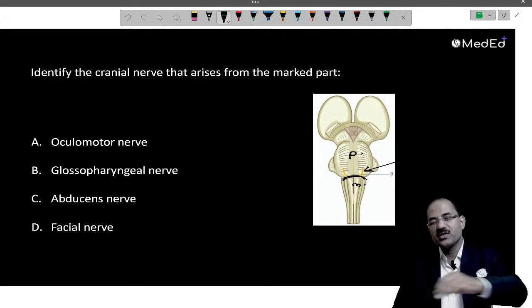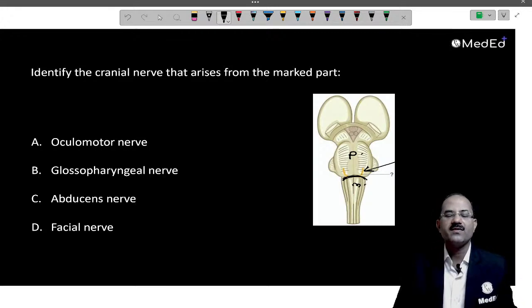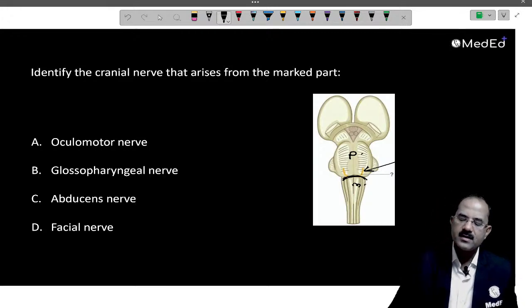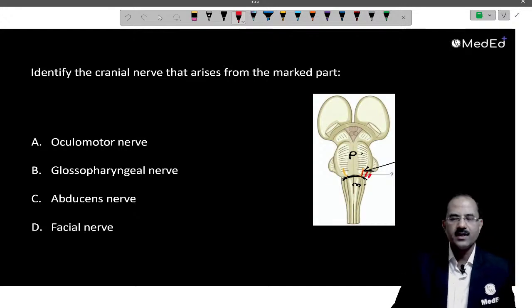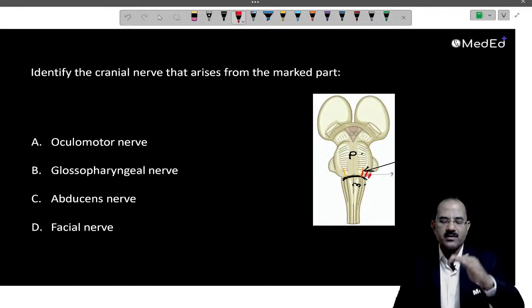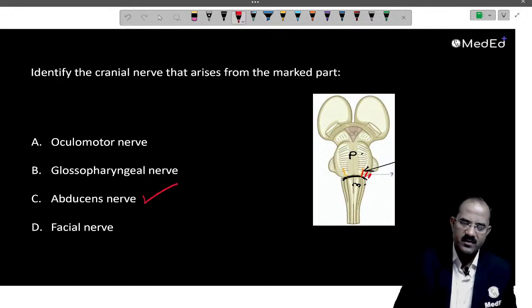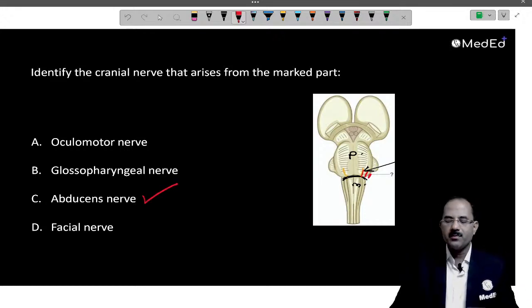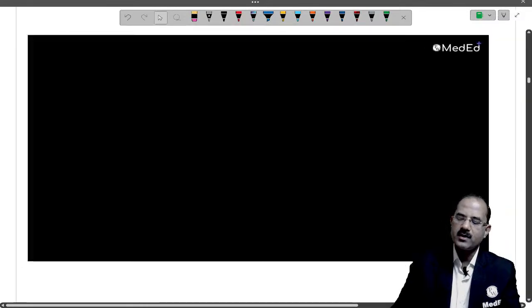At the pontomedullary junction, there are 3 nerves: the 6th, 7th, and 8th nerve. There are 3 nerves, right? So the medial most nerve attached to the pontomedullary junction is the 6th nerve. The answer is 6.